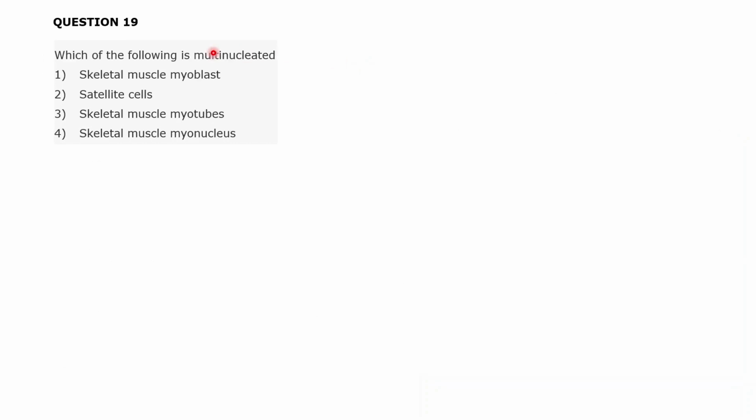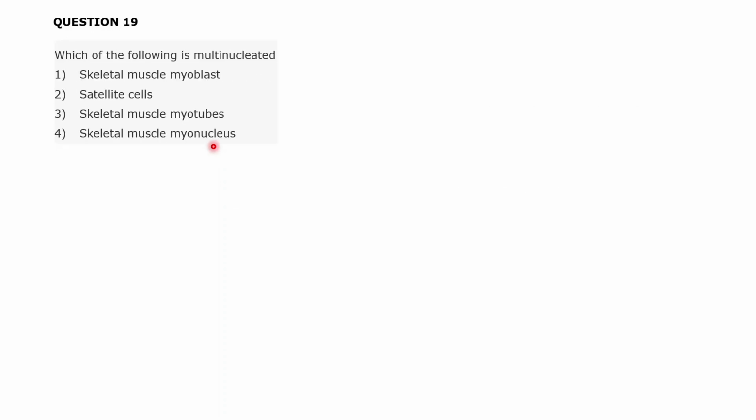Which of the following is multinucleated? Skeletal muscle myoblast, satellite cell, skeletal muscle myotube, skeletal muscle myonucleus. Which might be the answer? I am getting the answer option number 3. Yeah, so basically the answer to this question is skeletal muscle myotubes. You are right basically.